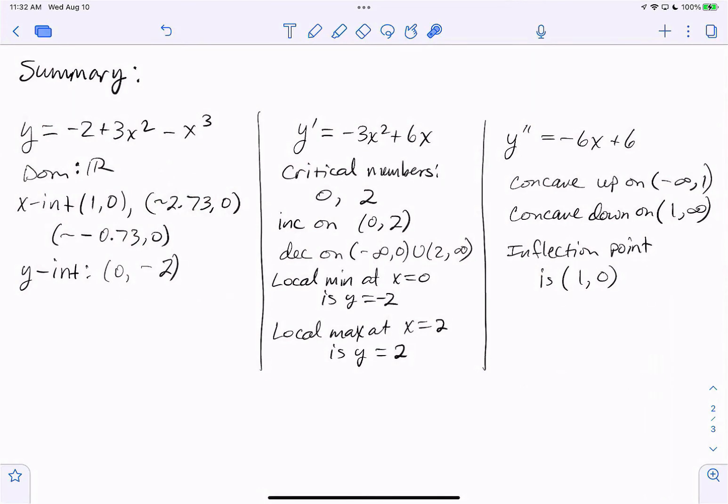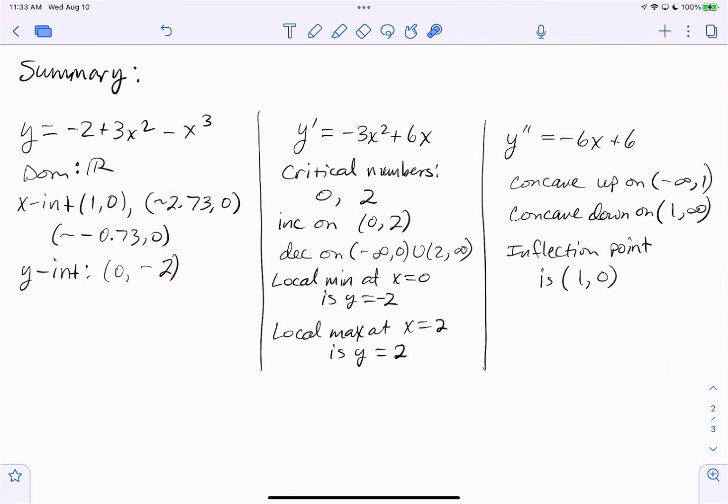Y prime, the first derivative, is equal to -3x squared plus 6x. From that, we got our critical numbers, which were 0 and 2. Intervals of increasing and decreasing: the function is increasing on the interval from 0 to 2 and decreasing from -infinity to 0, union 2 to infinity. Notice parentheses for the intervals of increasing and decreasing, always parentheses, never brackets.